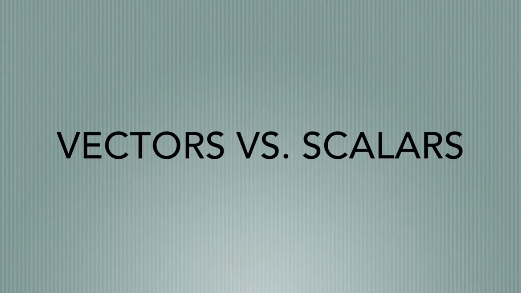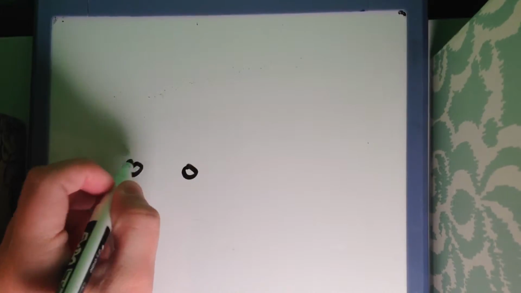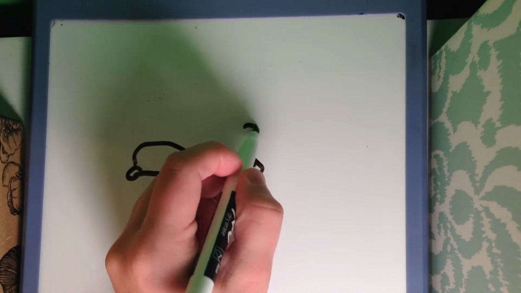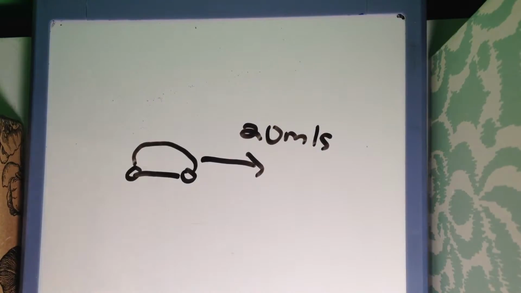One of the concepts you need to understand in order to do two-dimensional kinematics is the difference between a vector and a scalar. Scalars are amounts that only have magnitude, not direction. For example, speed. So if you're measuring the speed of your car and it was going 20 meters per second, you know how fast it's going, but you don't know where because you don't have a plane.